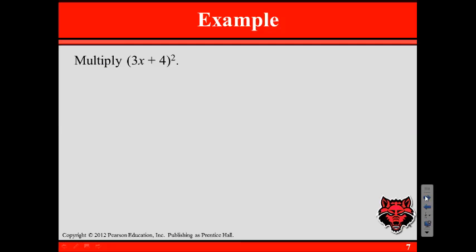Multiply when we have a polynomial raised to a power. So let's multiply 3x plus 4 squared. First, let's remember what the exponent means. If we had x squared, that means we would have repeated multiplication on the base of x, or x times x. The same is true for polynomials. If we have 3x plus 4 to the second power, then we have repeated multiplication of 3x plus 4.